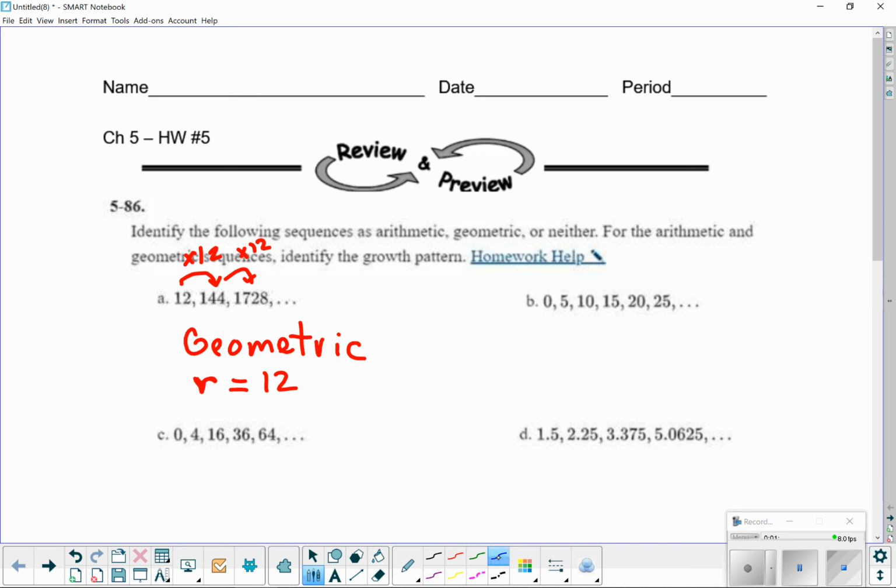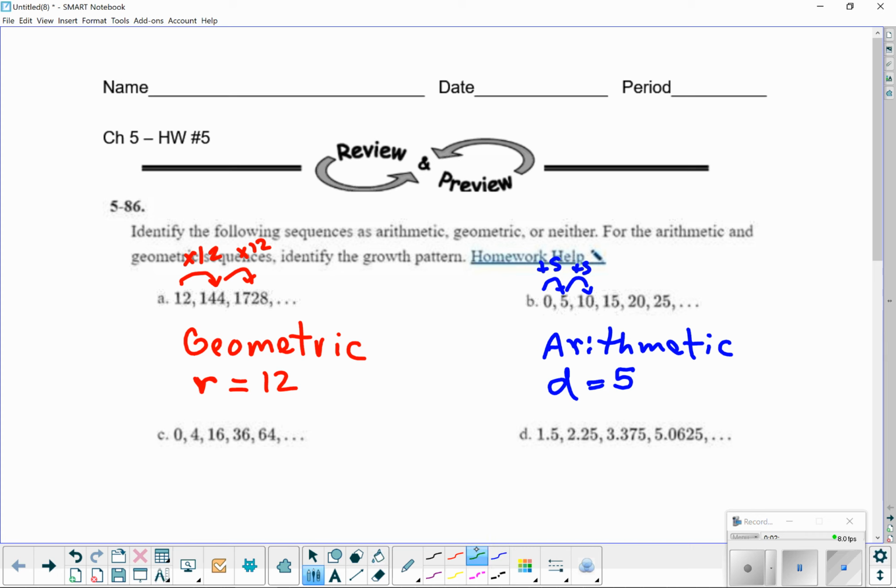Okay, number 2. If you're looking at this and you haven't done it yet, go ahead and take a minute to do it. But it looks like I'm adding 5. So plus 5, plus 5. And it works for all of these. So I know that this is going to be an arithmetic sequence with a growth of plus 5, and if it's arithmetic, we use the letter D for the common difference. D equals 5. Sorry, and then the R would be the common ratio.